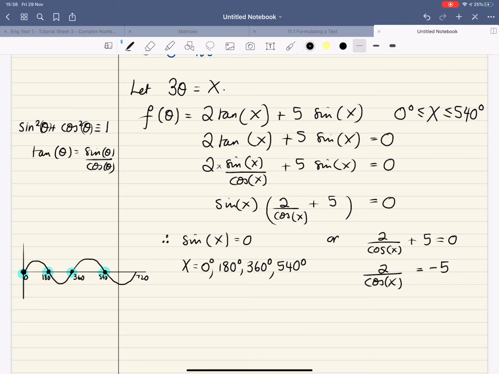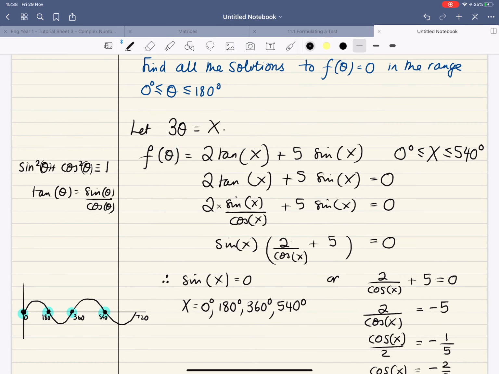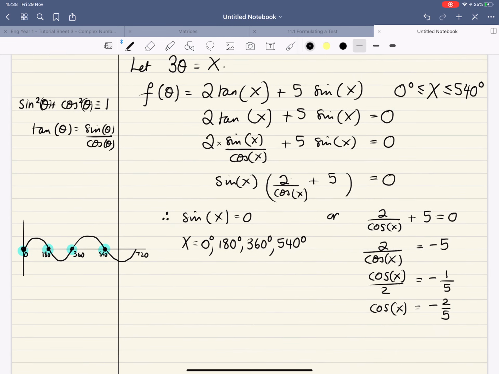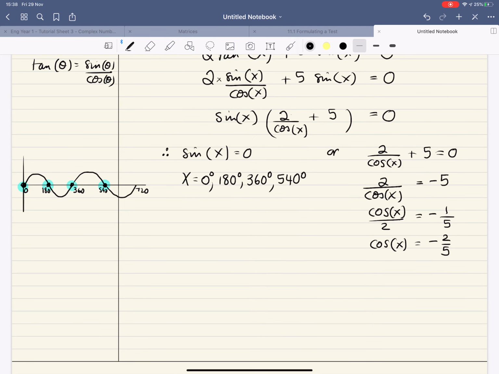Because we want to work out what x is, we take the reciprocal of each side. So cos x over 2 is minus 1/5. Okay. Multiply both sides by 2. Cos x is minus 2/5. Okay. And it's cos x is minus 2/5 between 0 and 540. So that graph is for that one there.